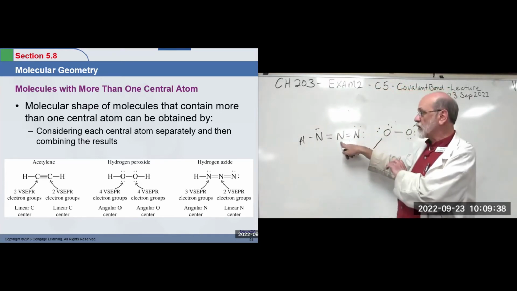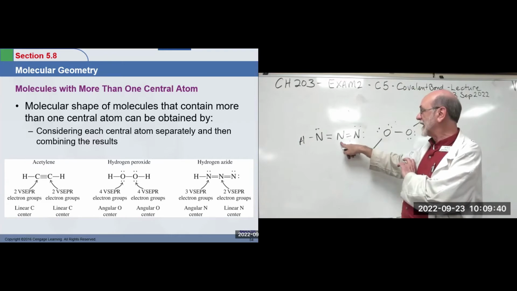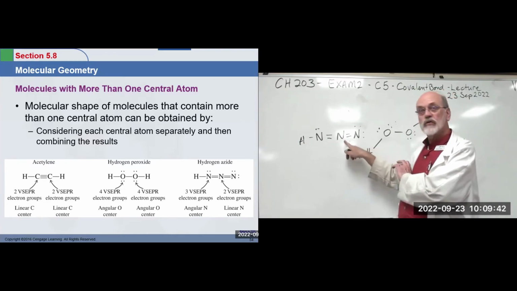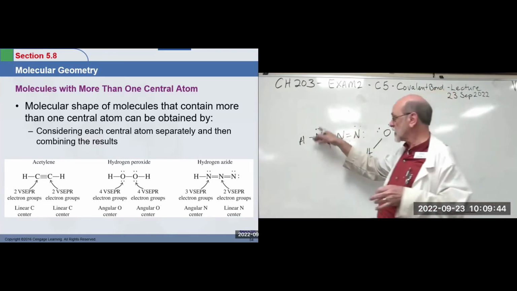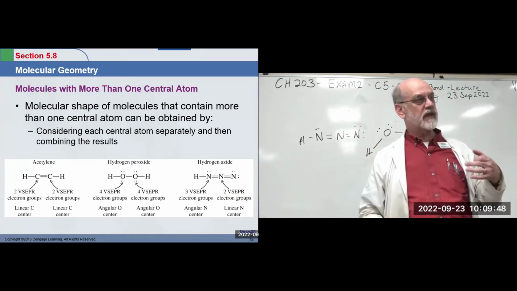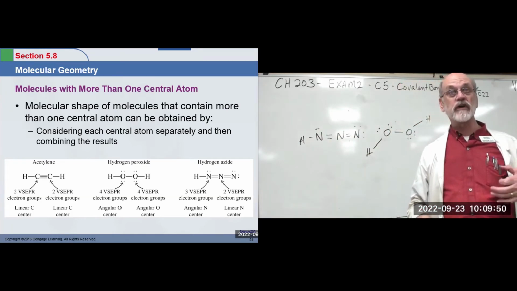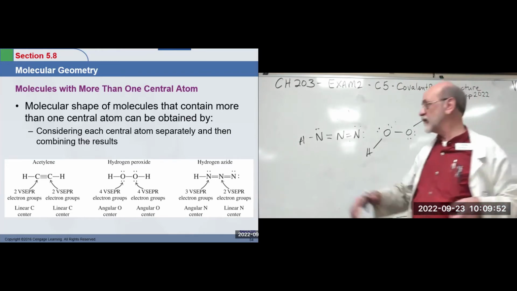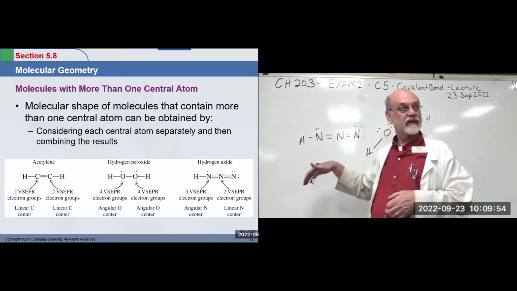Okay, so this one is going to be linear, right? It's only got 2 groups. That's it. This one has 3. So what does 3 mean to electronic geometry? It means trigonal planar. But if you cover up that lone pair, now it's bent.